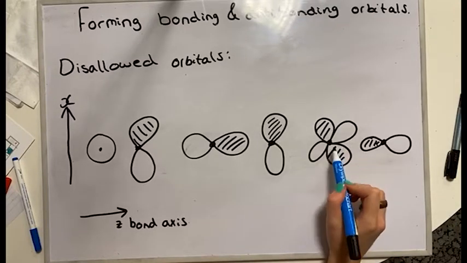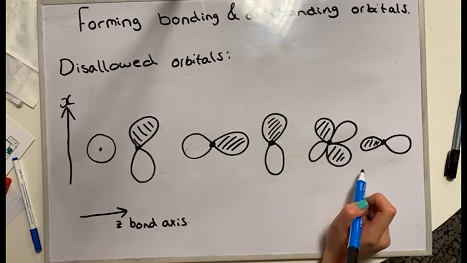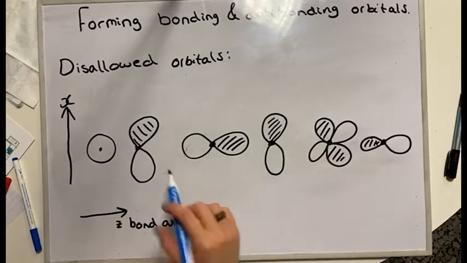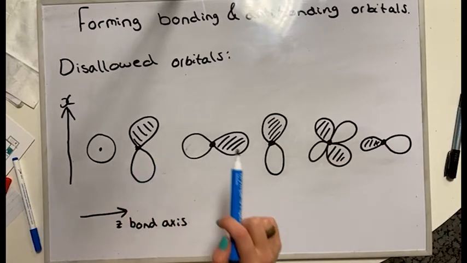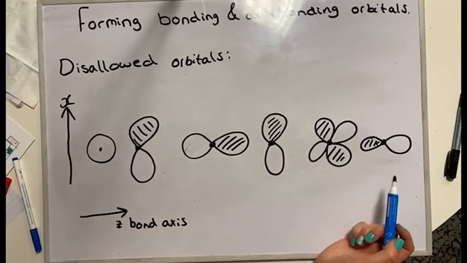And it's the exact same principle here with this d orbital and the pz orbital. So just remember that the orbitals need to have the same symmetry and the same phase to be able to form a bond.